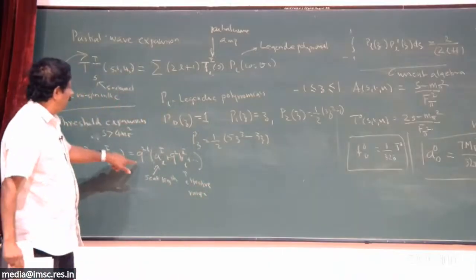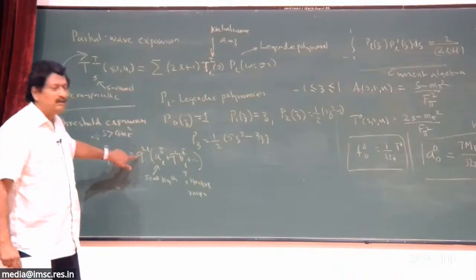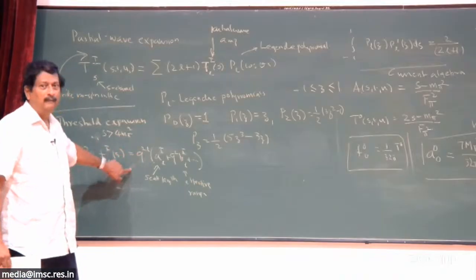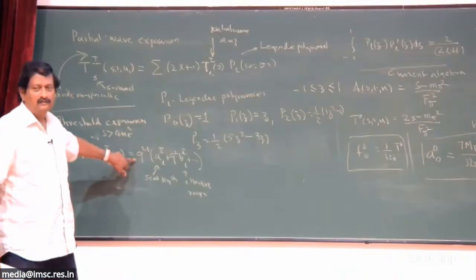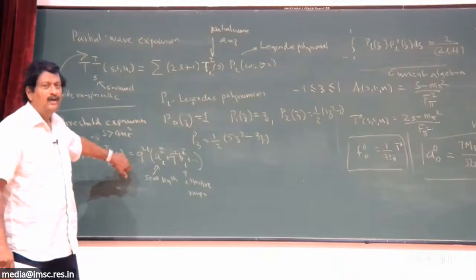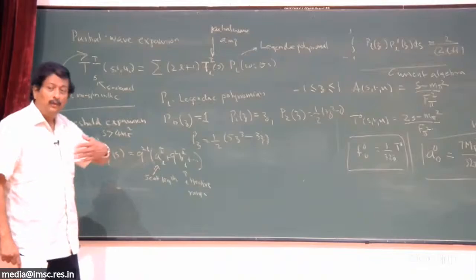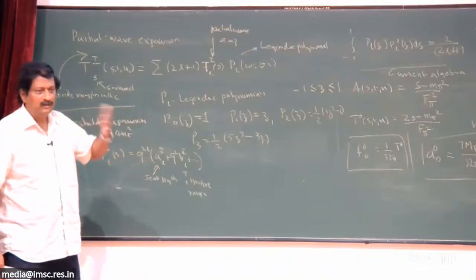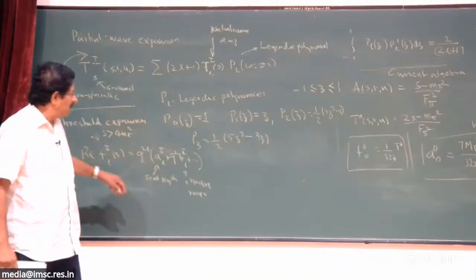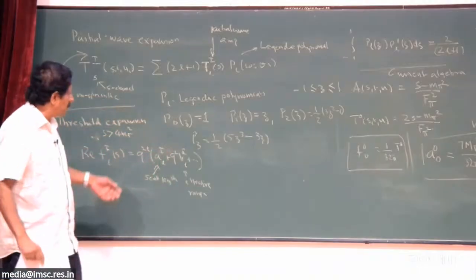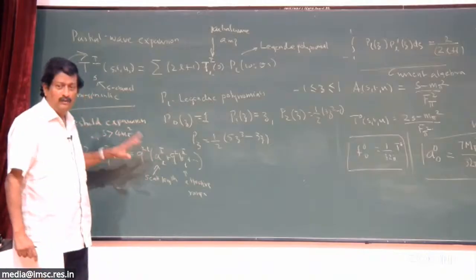So why this peculiar factor over here? This peculiar factor physically represents the centrifugal barrier. That is, at threshold, it's only the S wave scattering that takes place. And at very low energies, just above threshold, it is the lowest waves that dominate the scattering. If there was no S wave allowed due to various selection rules, then it would be the P wave that dominates because of the centrifugal barrier.